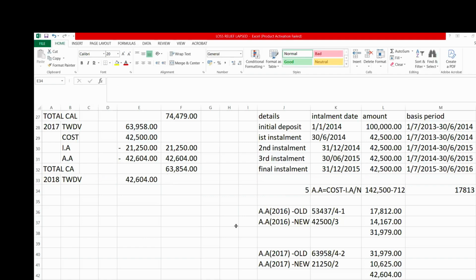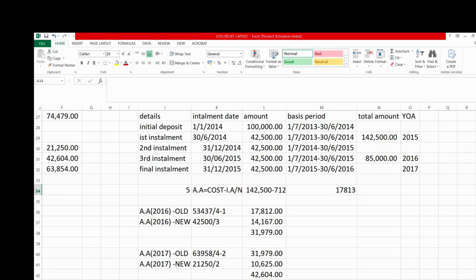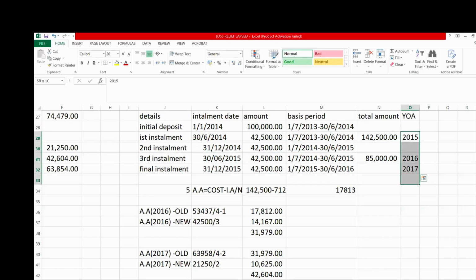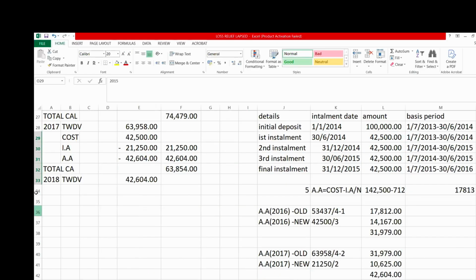So in 2018 year of assessment, now you go to your table. There is no new asset. You can see no new asset. No asset was acquired in 2018. So you now come here. So you say 2018. So that means the asset is going to be available for only what?